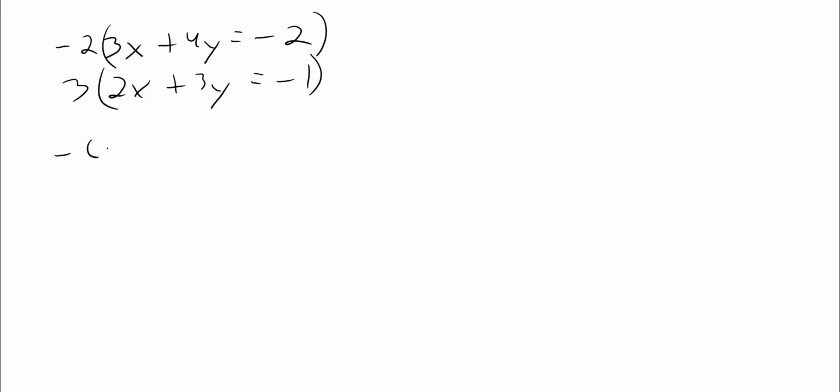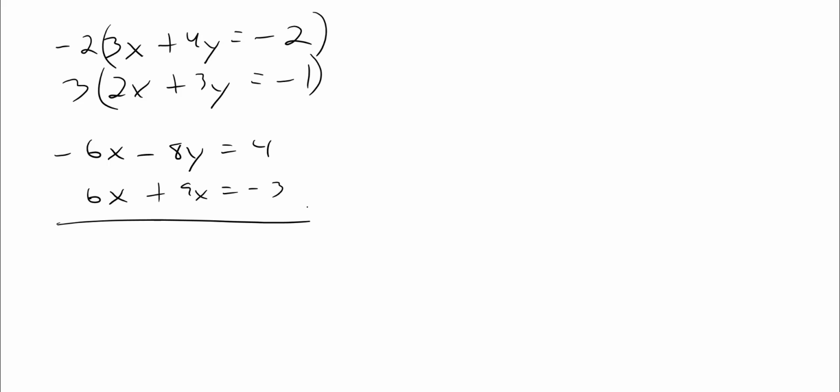So I get negative 6x minus 8y equals 4, and 6x plus 9y is equal to negative 3. Okay, so that's out of here, and so we have y equals 1. Okay, so we're actually mostly way done with this problem. y is 1. And then you just take that 1 and you put it back into one of the other equations.